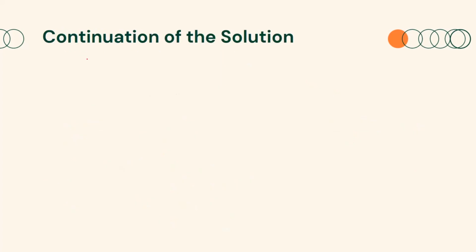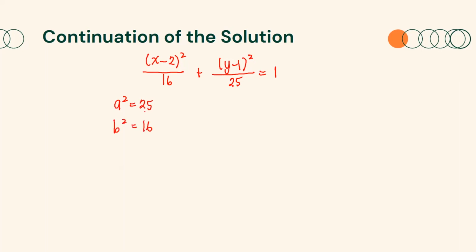From the standard form of the equation that we have solved earlier to be x minus 2 quantity squared all over 16 plus y minus 1 quantity squared all over 25 equals 1, the higher denominator will be a squared and the lower one will be b squared. Therefore, a squared is equal to 25 while b squared is equal to 16. Since a squared is the denominator of y squared, then we can say that the ellipse is vertically oriented.